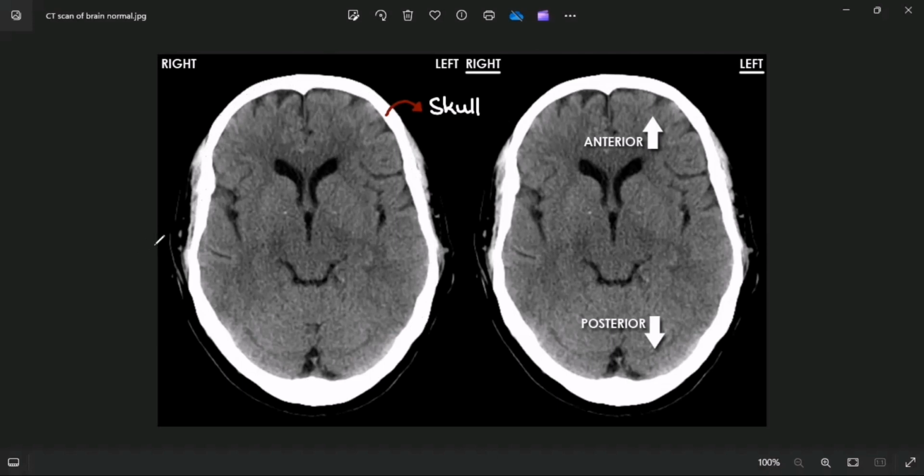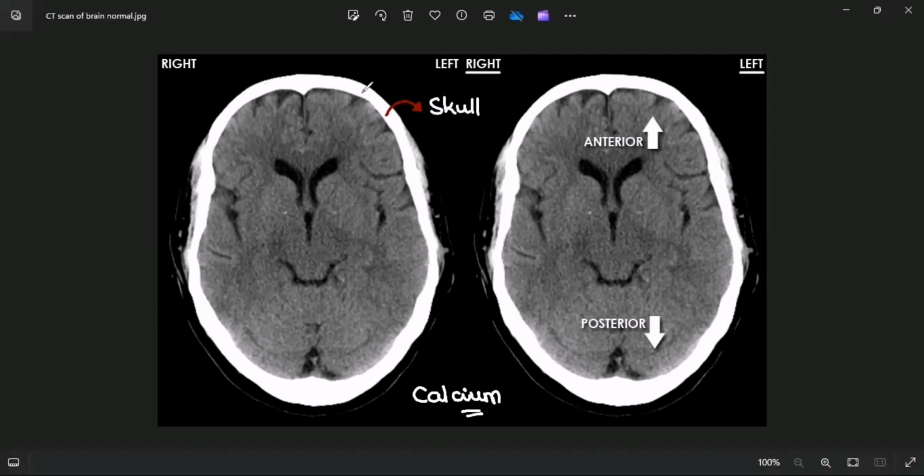Why is the skull white on the CT scan? Because of the calcium. Because the matrix in the bone has been what? Mineralized by the calcium. And the calcium is why the skull is white.